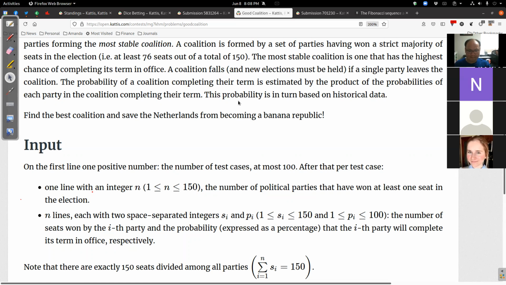At first I did it by size, so whoever had the most seats would be at the first. And then I made a special case in the sort that if they were equal to each other, then sort by the second, like sort by the probability. So you want the greater probability first, but it goes by seats primarily.